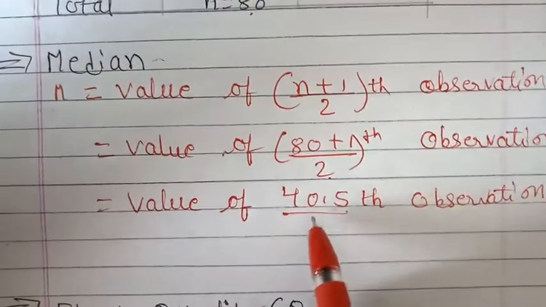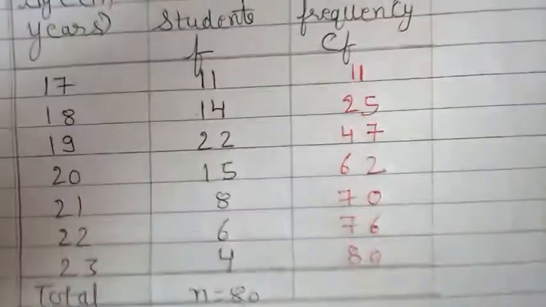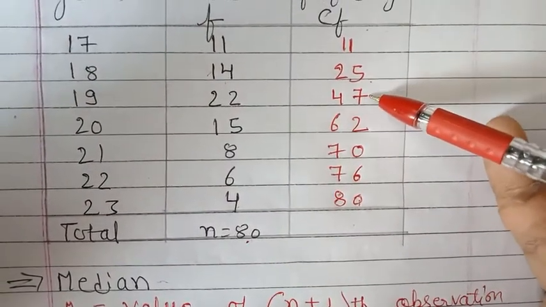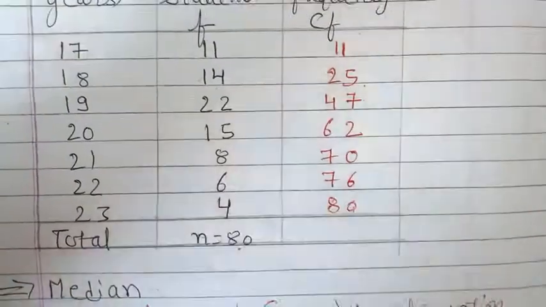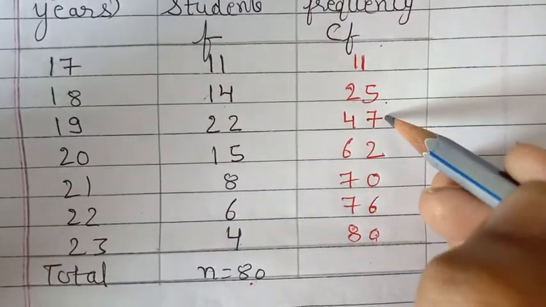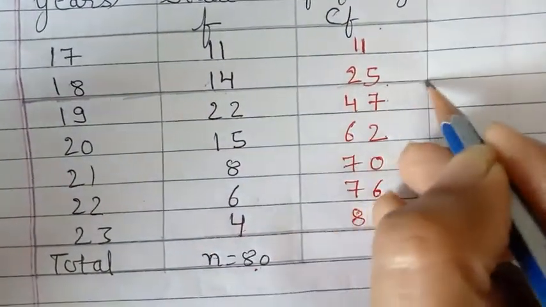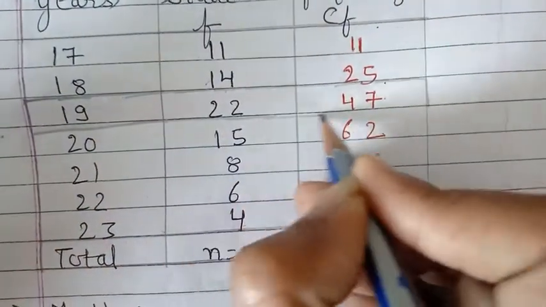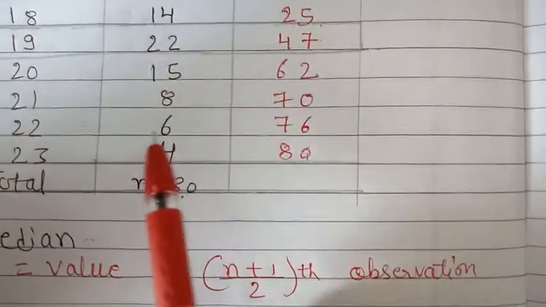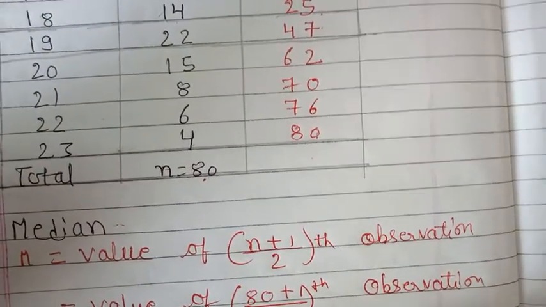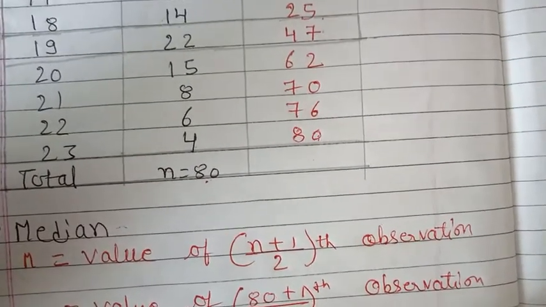Now this value we have to see in our CF column. So the 40.5th observation, where does it come? As you can see here, it is coming in our third row. So the 40.5th observation comes in the third, so this frequency is for our median. So as you can see here, 19. So we can write here that median is equal to 19 years.